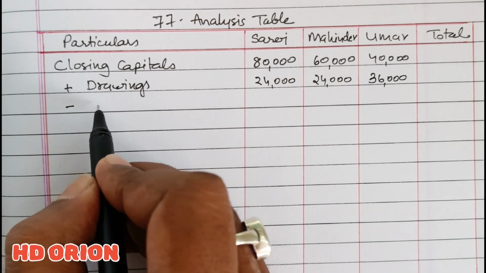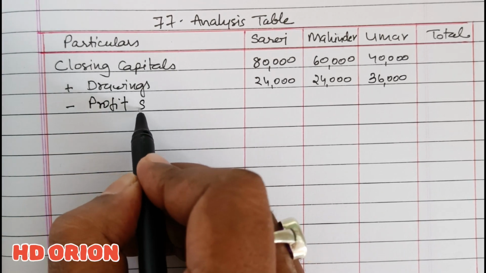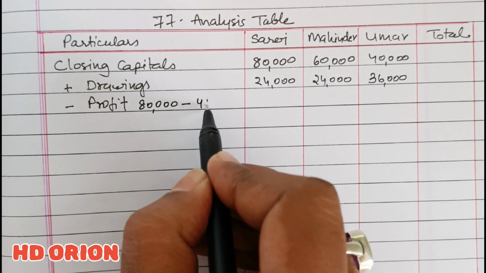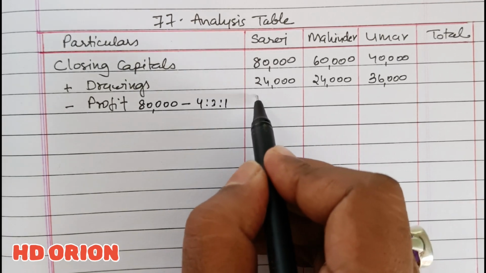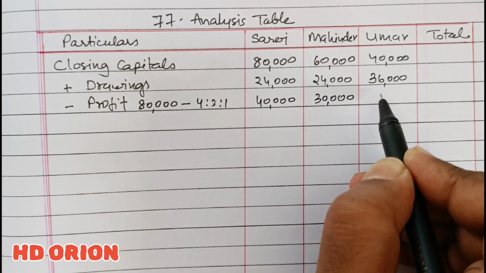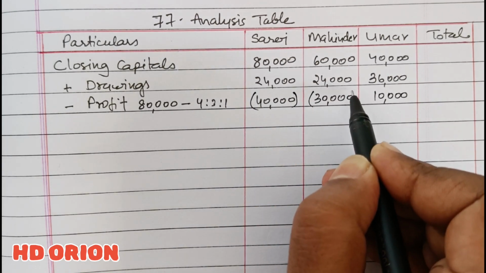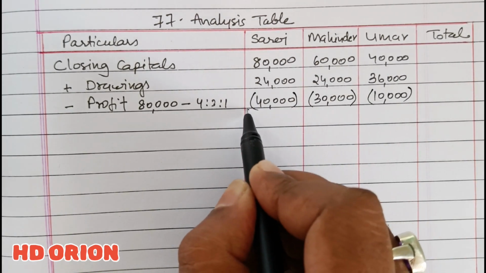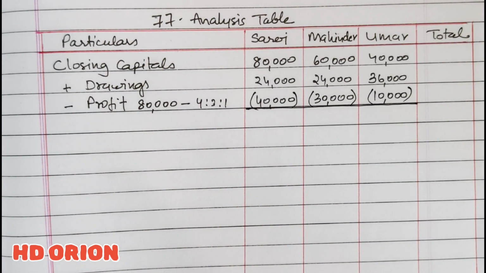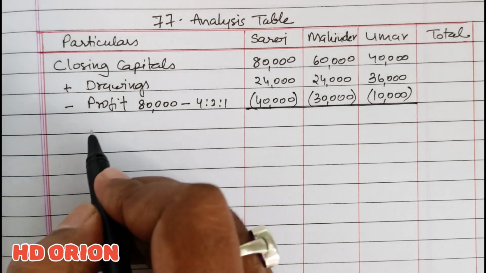And we will subtract profit for the year, which is given rupees 80,000, and has already been given to the partners in their profit sharing ratio, which is 4:3:1. So 40,000 Saroj received, 30,000 Mahinder received, and 10,000 received by Umar. This we will subtract because it is added to the opening capital, so we have to subtract it to get the opening capital balance. Now when you add this, you get an amount which is our opening capitals.